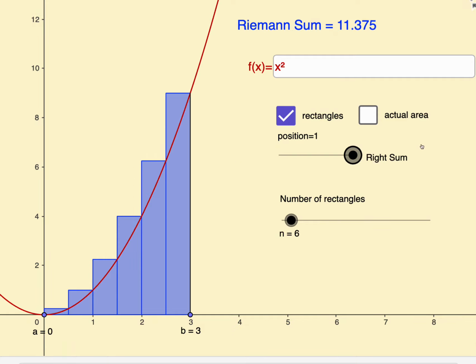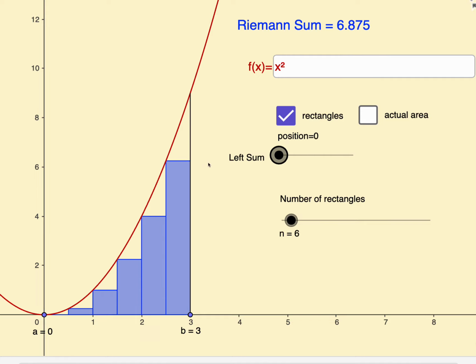And of course I could do a right Riemann sum, but then I have the opposite problem. I have an overestimate on my hands. And if you look at that number, it's 11.375. So that's a little bit higher than what the actual area is. So I know this is too low, and I know this is too high. Okay, let's go back to our left one.